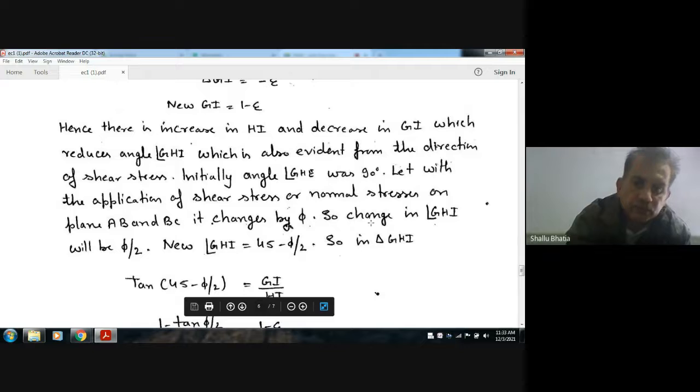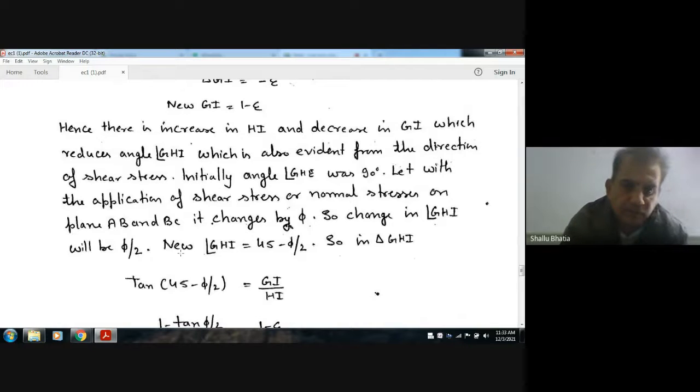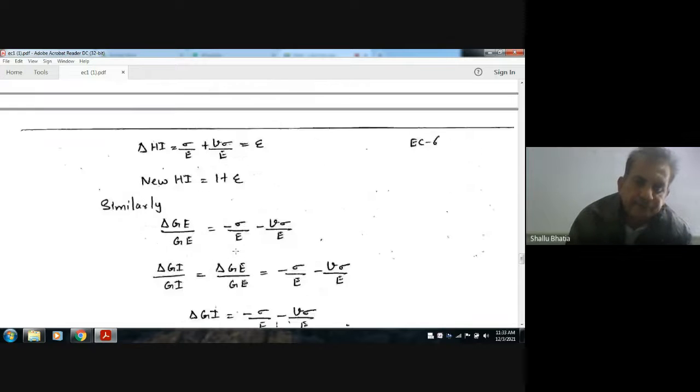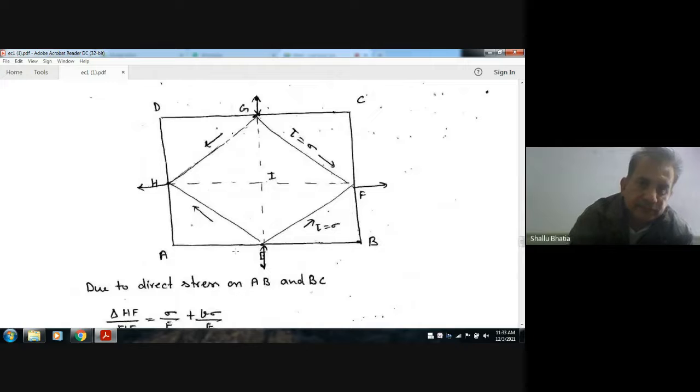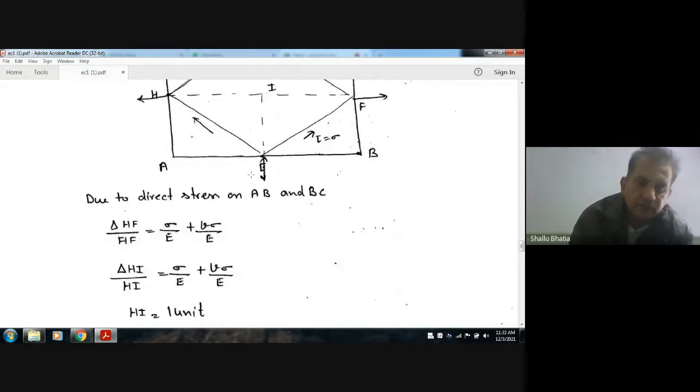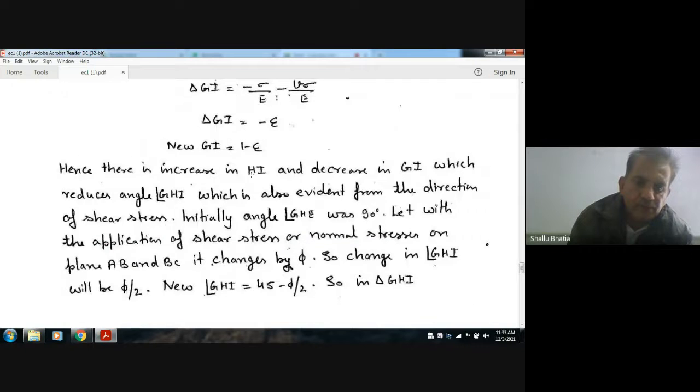Okay, so the change in GHI will be phi by 2, because in 90 degrees it will change by phi, so in 45 degrees it will change by phi by 2. For the new angle GHI, the new angle GHI will be 45 minus phi by 2.